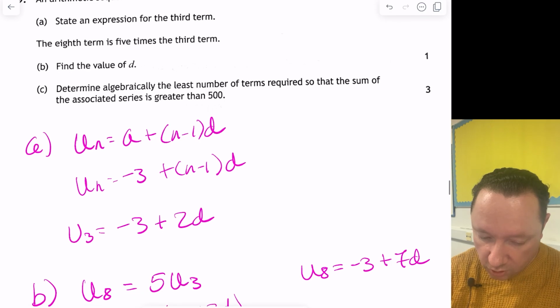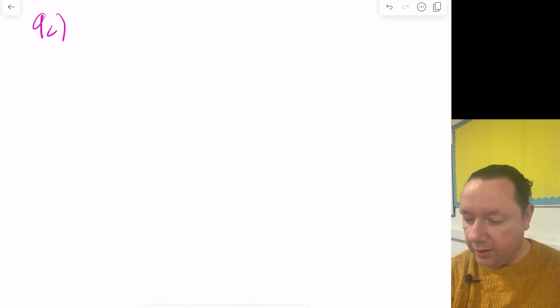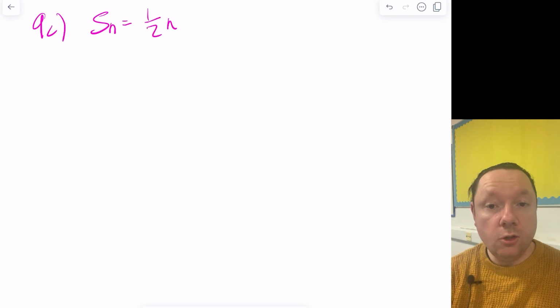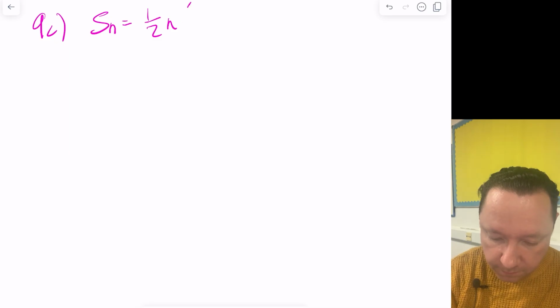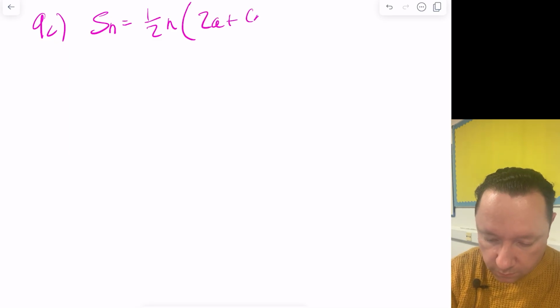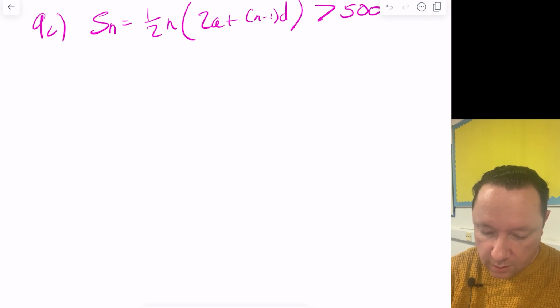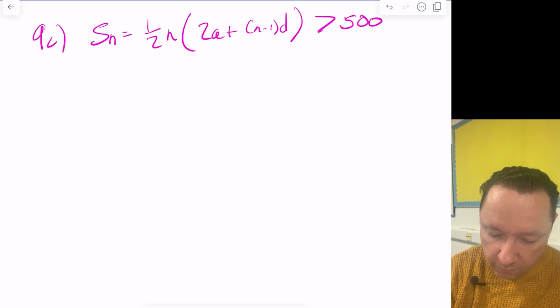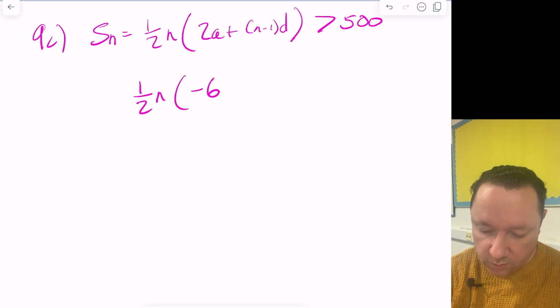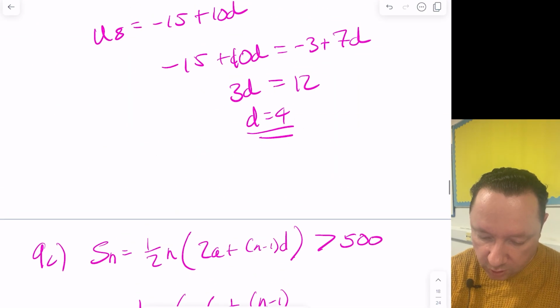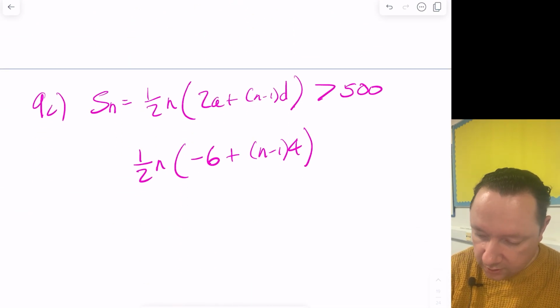Part C: determine algebraically the least number of terms required so the sum of the associated series is greater than 500. So for 9c, using the start of the exam paper, Sn equals a half n, 2a plus n minus 1 d. We're saying that that's greater than 500. So we've got a half n, 2a is minus 6 because it's minus 3, plus n minus 1 times d, and we just worked out d was 4. So that's greater than 500.